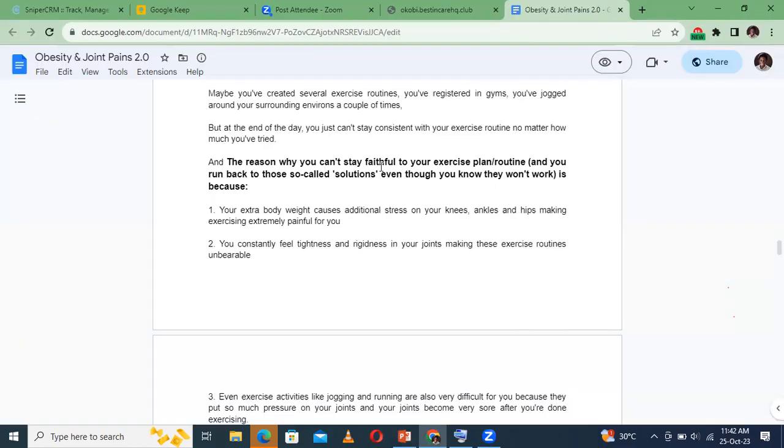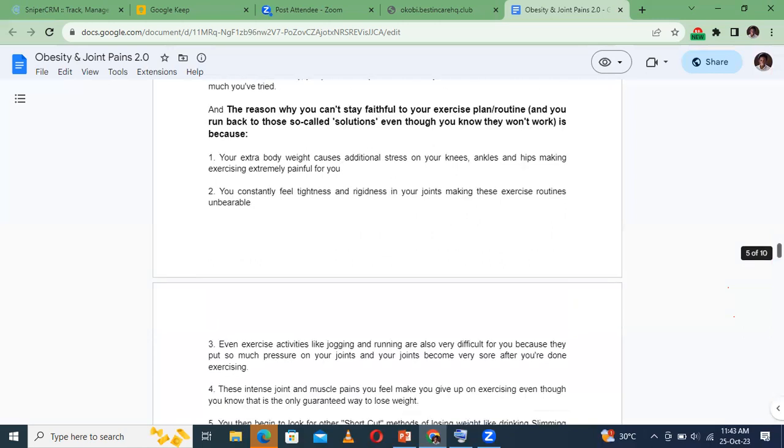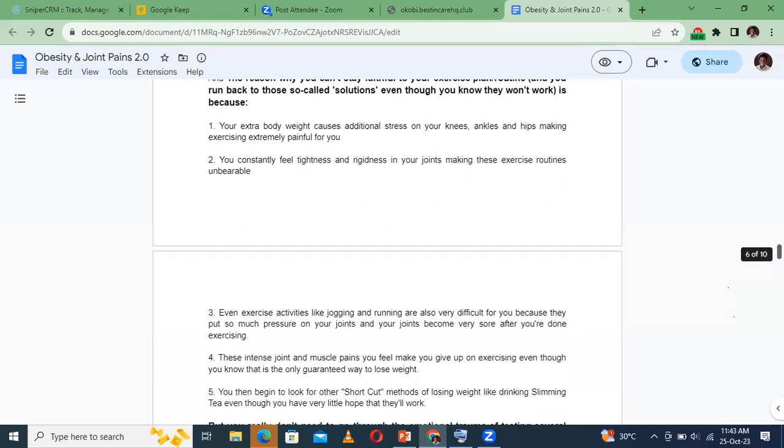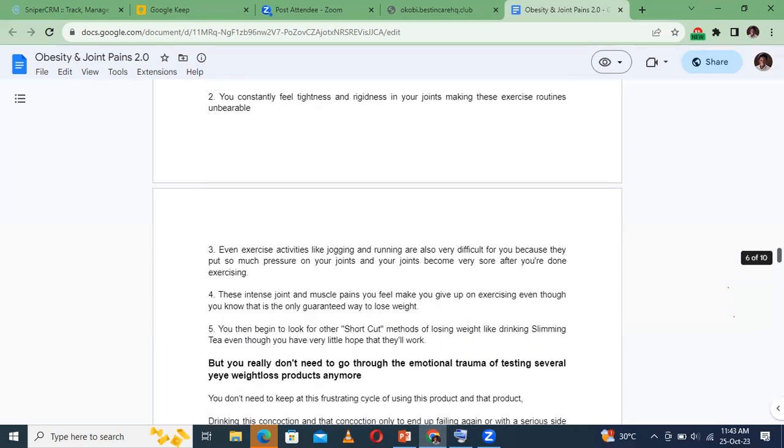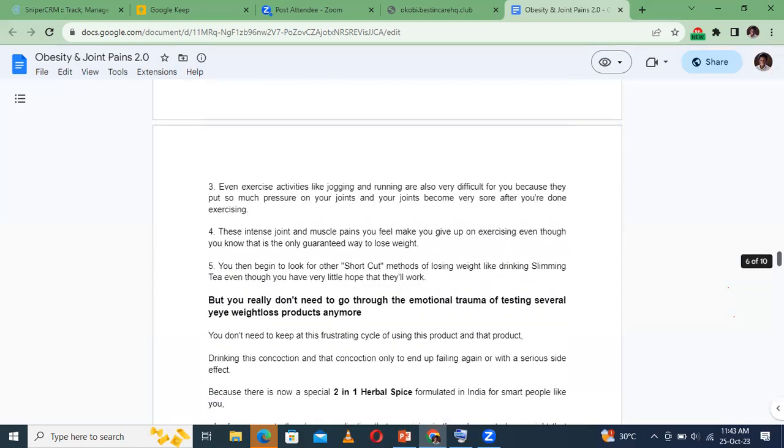The reason why you can't stay faithful to your exercise plan/routine and you run back to these so-called solutions, even though you know they won't work, is because 1, your extra body weight causes additional stress on your knees, ankles, hips, making exercise extremely painful for you. 2, you constantly feel tightness and rigidness in your joints, making these exercise routines unbearable. 3, even exercise activities like jogging and running are also very difficult for you because they put so much pressure on your joints. I should have added knee joints here.